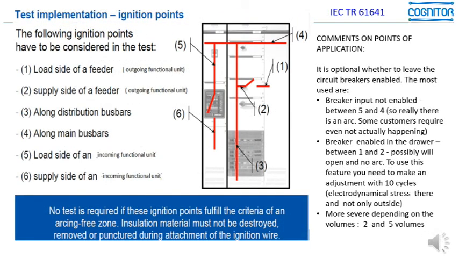Here, there is an important point related to the internal arc test, which is about the ignition points of the arc. The standard mentions 6 possible positions that we can see well in this diagram in the middle of the slide, which are the load side of a feeder, supply side of a feeder, along distribution bars, along main bus bars, load side of an incoming functional unit, supply side of an incoming functional unit.